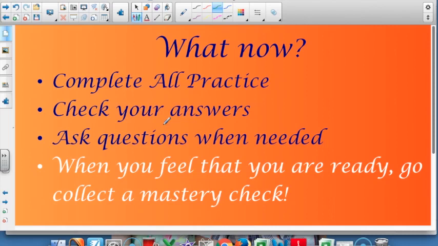Once you feel like you've really got it and you've completed the practice and you don't have any more questions, then you're ready to try a quiz and see if you really know it like you think you do. The mastery check is going to be no notes, and no friends for that. So make sure that when you're asking your friends for help, you're really understanding what they're saying to you.